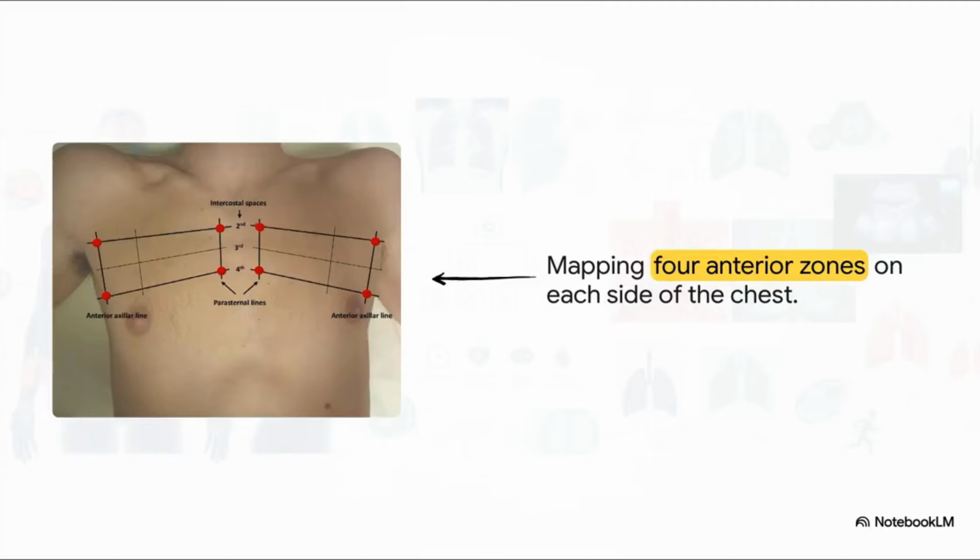The protocol requires a comprehensive, targeted search across 4 distinct anterior lung zones on each side of the chest, so 8 zones total. You're looking specifically for B lines, which kind of look like vertical laser beams and indicate fluid in the lung tissue, often a classic sign of heart failure. Or you're hunting for consolidation signs that point toward pneumonia. This structured mapping makes sure absolutely no critical area is missed.